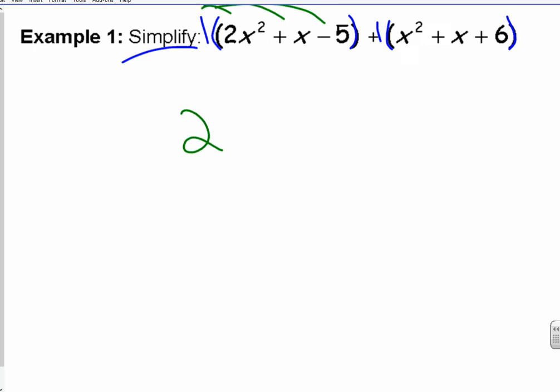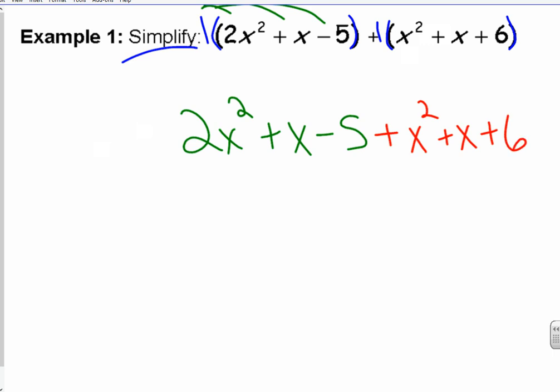Now notice, 1 times 2x squared is 2x squared. 1 times x is x. And 1 times negative 5 is negative 5. Likewise, 1 times x squared is positive x squared. 1 times x is positive x. And 1 times 6 is 6. So really, when you don't have anything on the outside and it's positive, you're just going to forget about the parentheses.